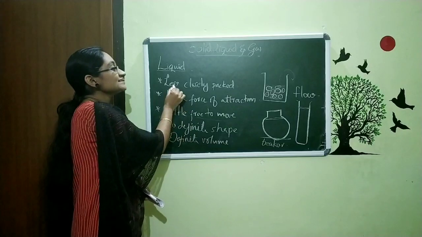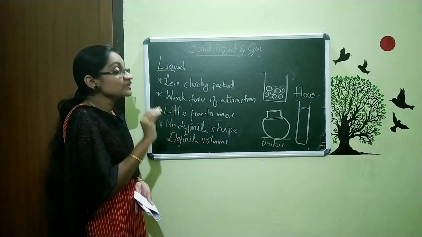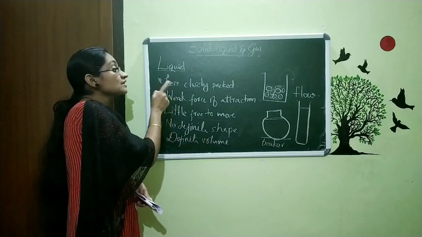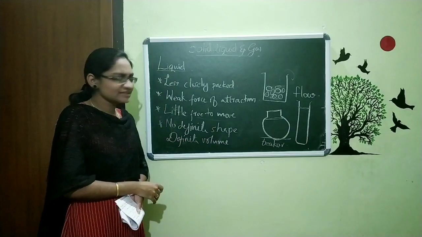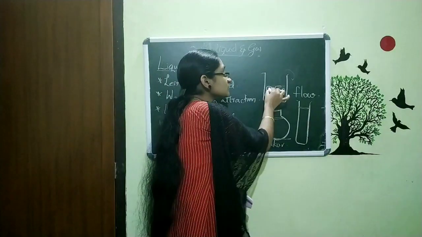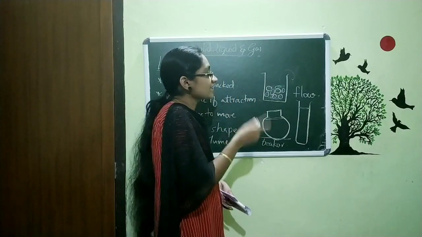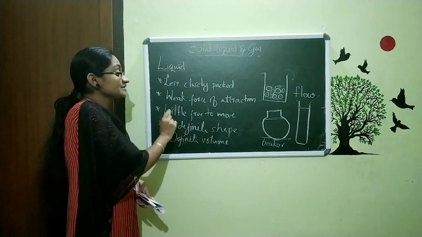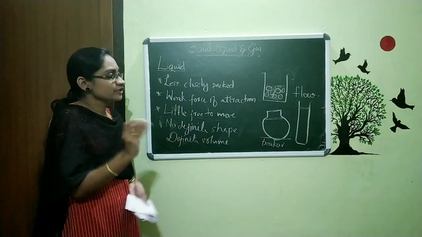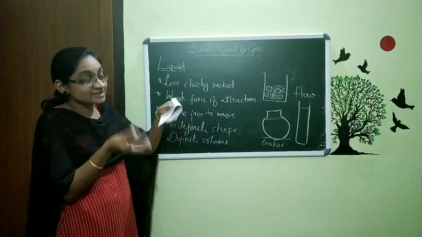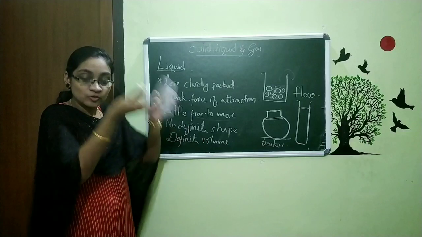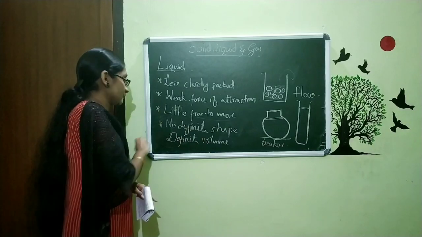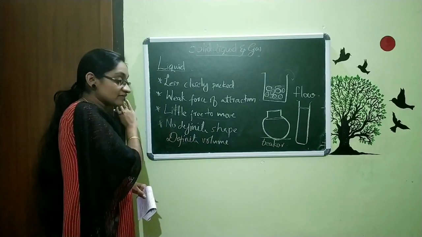What we discussed: it is less closely packed. That means between the molecules there is some space. The next point is that there is a weak force of attraction. This weak force of attraction means that since we have space between the molecules, the attraction between the molecules is less. And the third one is that they are a little free to move. We know when we take a beaker of water and twist it, what happens? They start to flow and just go outside. Why? Because they are a little free to move. That is the third point. And the fourth point is that they have no definite shape.